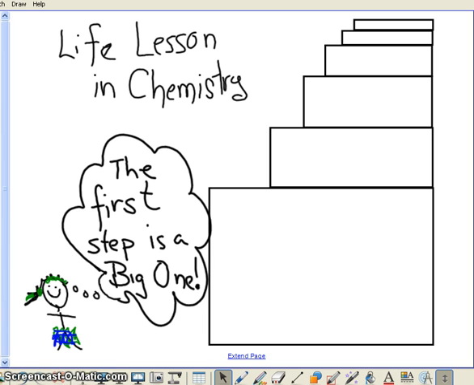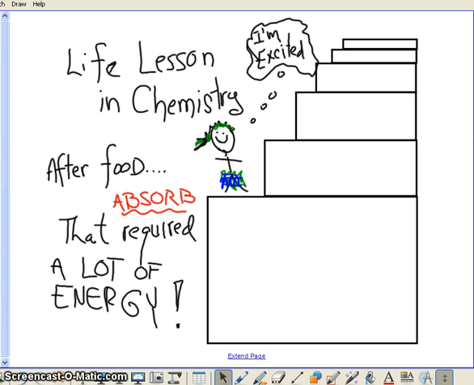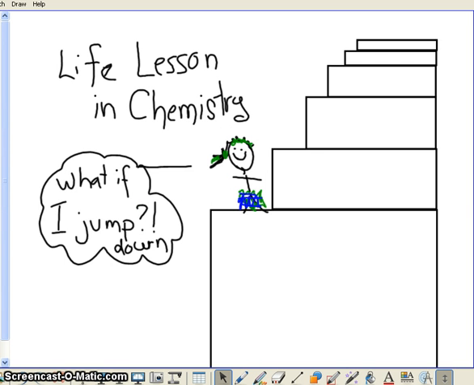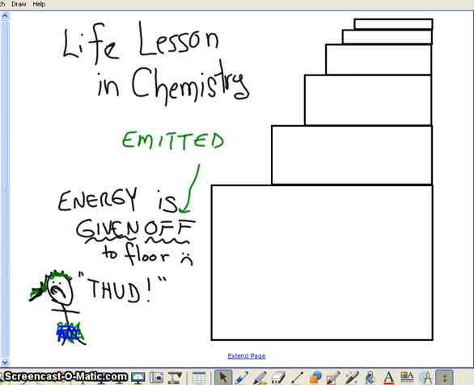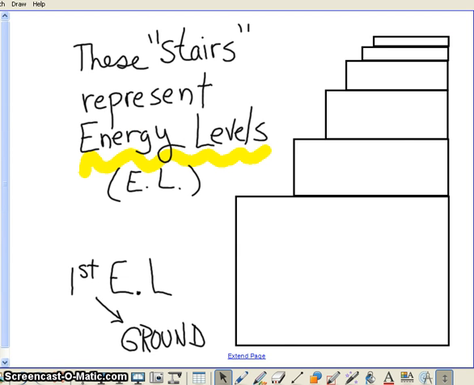Remember, I talked about how chemistry is often good for life lessons, and the life lesson in this unit is that the first step is the biggest. That's true for energy levels as well. Going from the ground state to an excited state, I would have to absorb energy. And if I jumped back down, I would give off that energy. So these stairs represent energy levels.